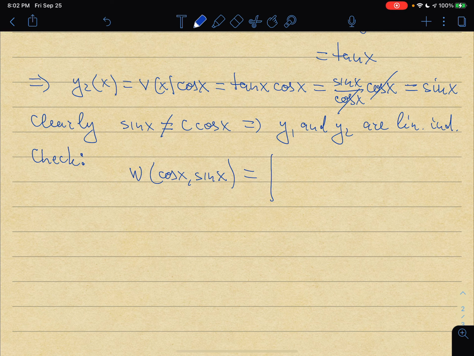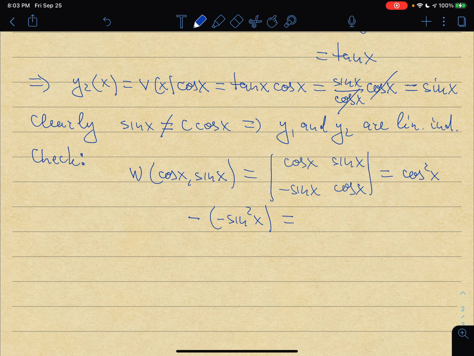So that would be cosine x, sine x; the derivative of cosine is minus sine x, the derivative of sine is cosine x. The product of the elements on the main diagonal is cosine square, and the second diagonal is minus sine square, so we have cosine square of x minus sine square of x, and that's cosine square plus sine square, which is 1.